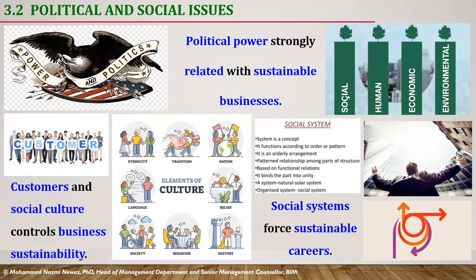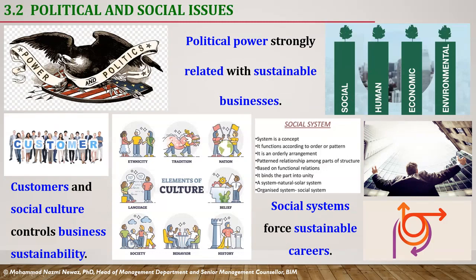Can you see the difference? Previously, we were saying social, economic, and environmental. Now we are saying human. That means sustainability has 3 pillars, but it's not limited to the 3. There may be 4 or 5 or 6 pillars also.